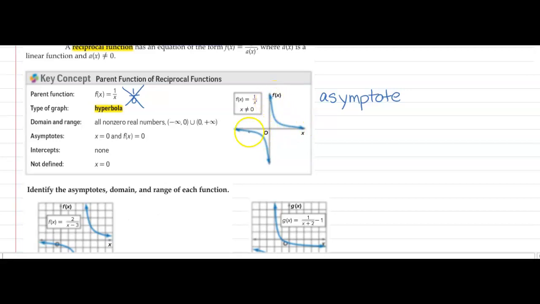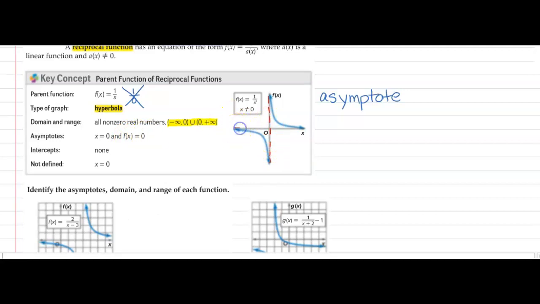So when we look at this parent function, the domain goes all the way to negative infinity, and it continues to positive infinity, but it is not going to be defined right here where x equals 0, because x cannot equal 0. So when we write the domain using interval notation, it's going to look like this: negative infinity to 0, and 0 to positive infinity. There is an asymptote, like I said, which is the line x equals 0, and then there is also going to be a horizontal asymptote at the line y equals 0.